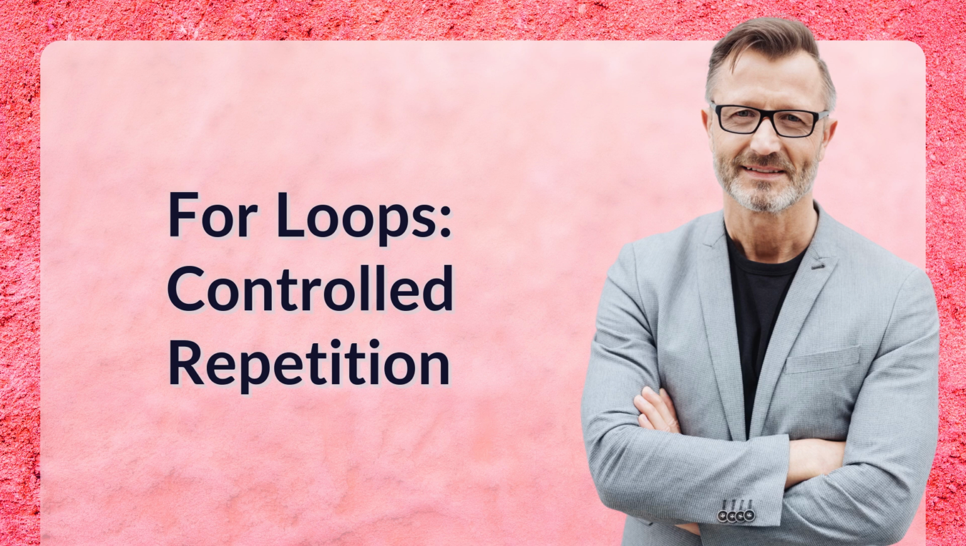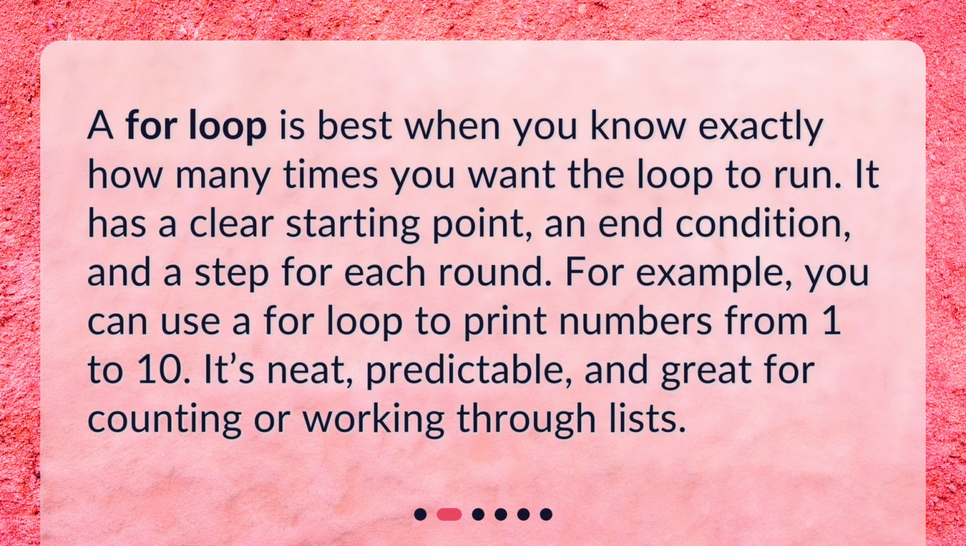For loops, controlled repetition. A for loop is best when you know exactly how many times you want the loop to run. It has a clear starting point, an end condition, and a step for each round. For example, you can use a for loop to print numbers from 1 to 10. It's neat, predictable, and great for counting or working through lists.